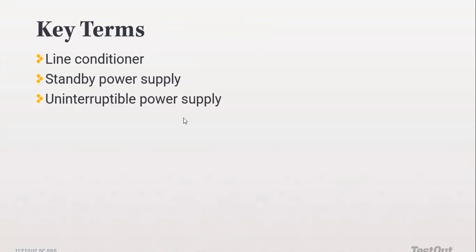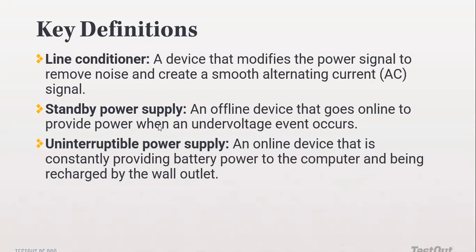The key terms that we're going to be discussing in this sub-module are line conditioner, standby power supply, and uninterruptible power supply. You can see here, uninterruptible power supply is the full meaning for UPS. Let's look at the definition. A line conditioner is a device that modifies the power signal to remove noise and create a smooth alternating current signal. So while your electricity comes from your power company to your house, there is something that is called noise.